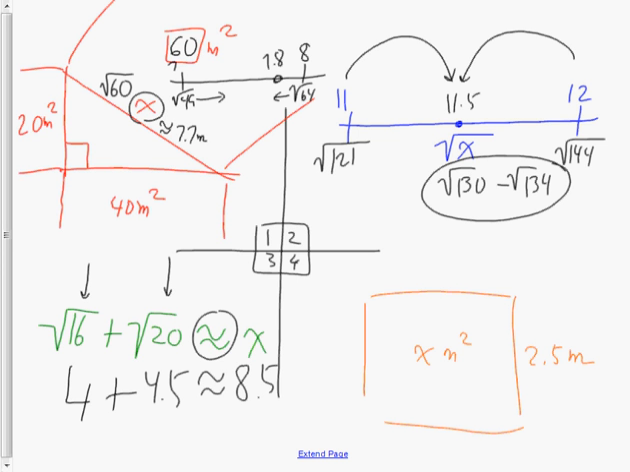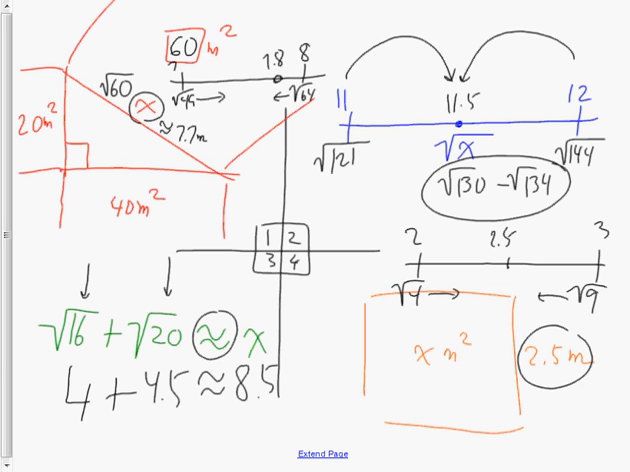And finally, the last one says if you have a square and you know that its side length is 2.5, well, what I can do here is I know that here's 2 and here's 3. This is the square root of 4, and this is the square root of 9. So 2.5 would be roughly in the middle. And what would the number be that's roughly in the middle? Well, probably something like 3 away, so maybe 7 or 6. We could probably say the square root of 7, right?